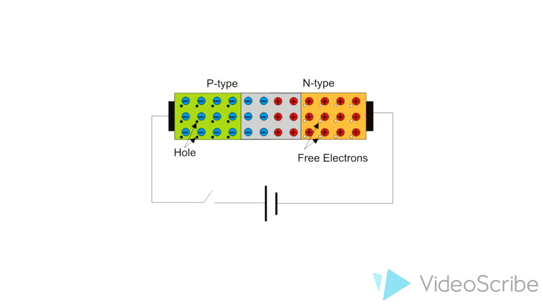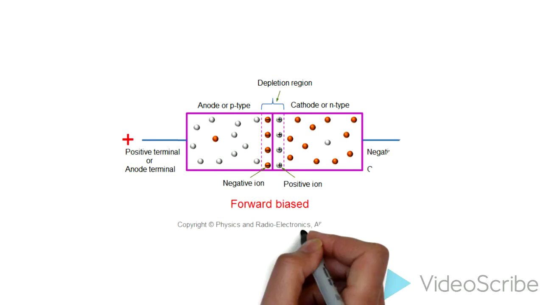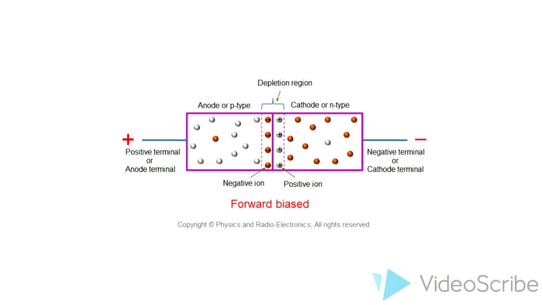When the P material is placed at a higher voltage than the N material, the diode is in forward bias, and the carriers overcome the internal fields of the depletion region to diffuse, which sets up a current from the P side to the N side.